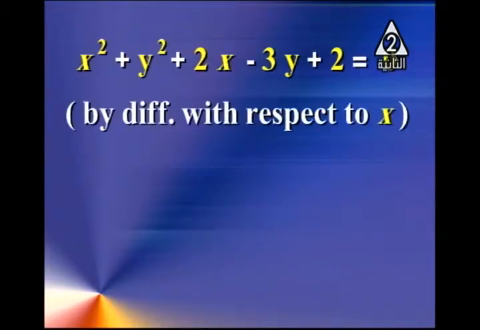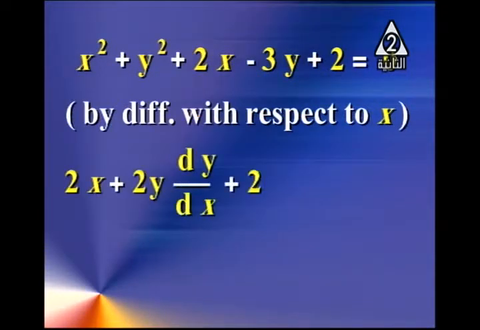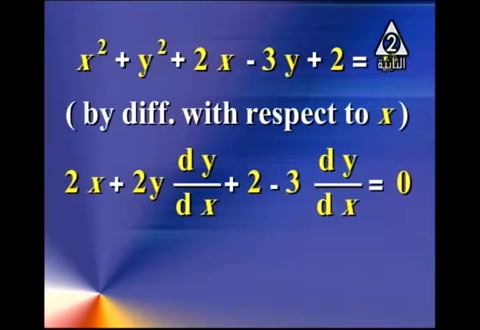At first, we differentiate with respect to x. Remember, dear student, the first step gives 2x plus 2y dy over dx plus 2 minus 3 dy by dx equals 0. As the first step, we find differentiation with respect to x. Why? Because we can calculate dy over dx by substituting the values of x and y at this point.